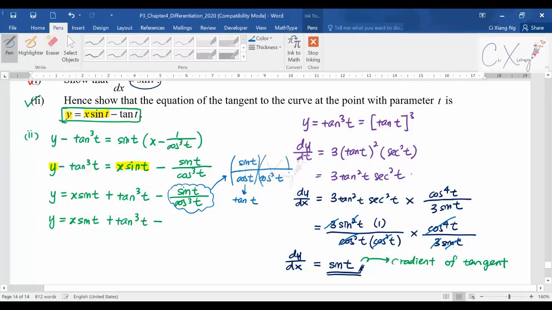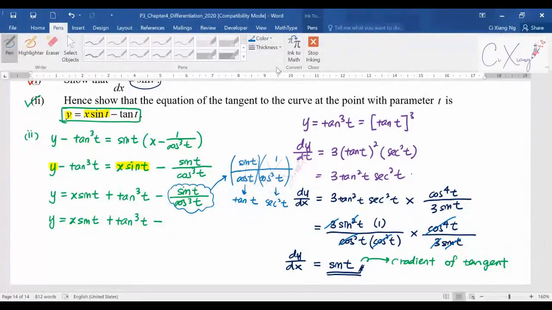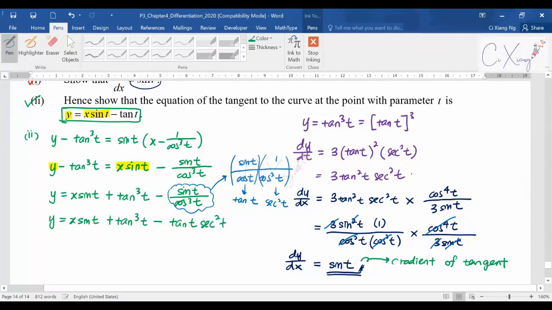And then what happened to this one? This one is 1 over cos square. So 1 over cos square, you have secant square. So that means this fraction, you can change it to tangent secant square. Okay? So I will substitute it here. I will have tangent t multiplied with secant square t.